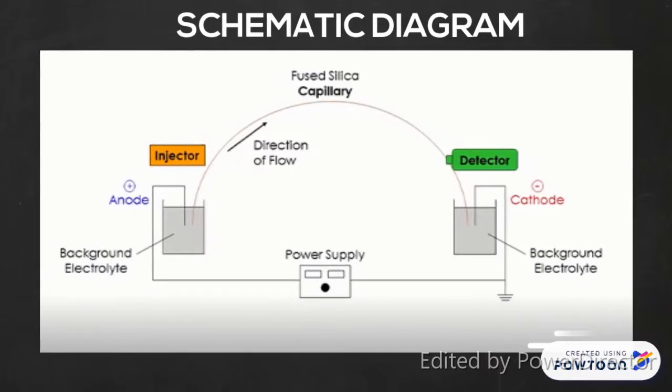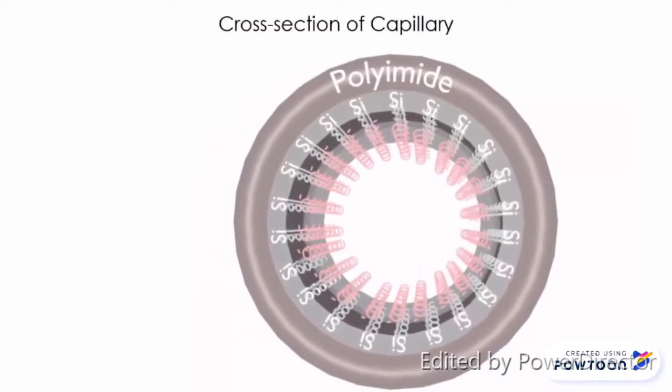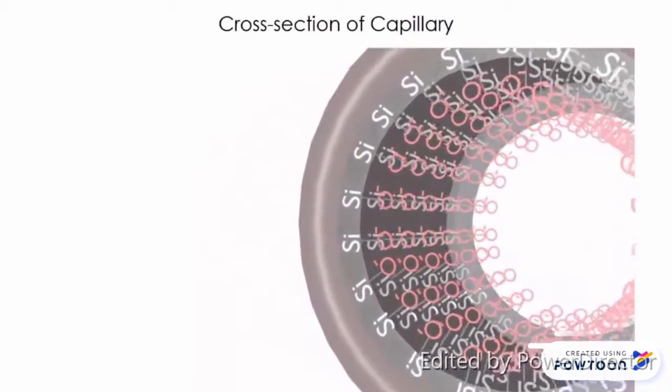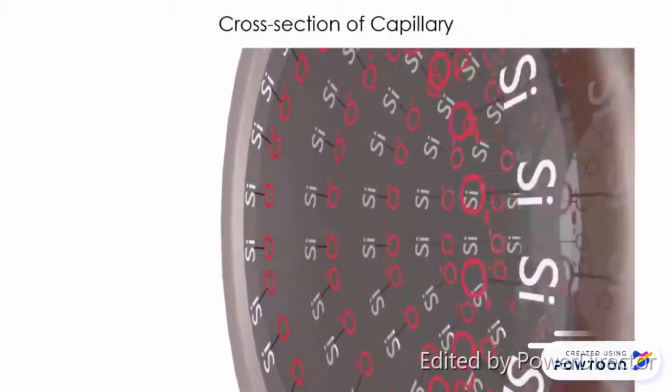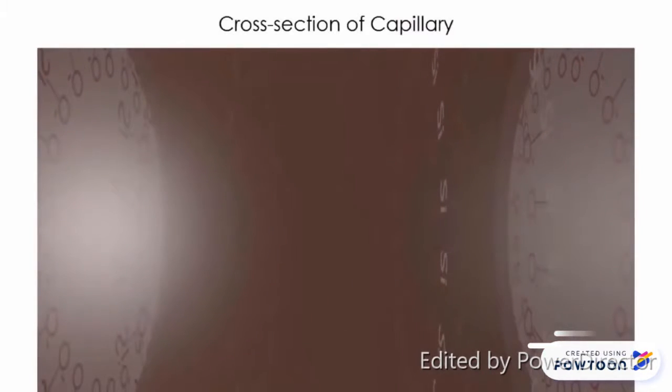This is the schematic diagram of capillary electrophoresis. This diagram shows the cross-section of fused silica capillary. Typically, the capillary we use in CE has an inner diameter between 10 to 100 micrometer with length of about 40 to 100 centimeter.